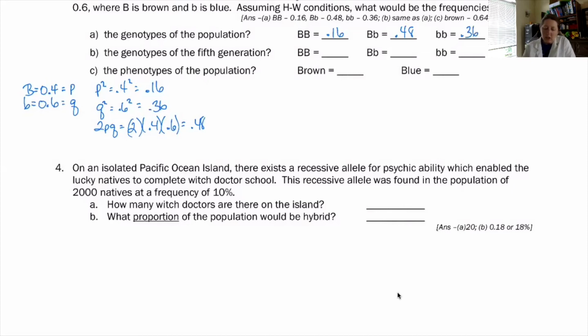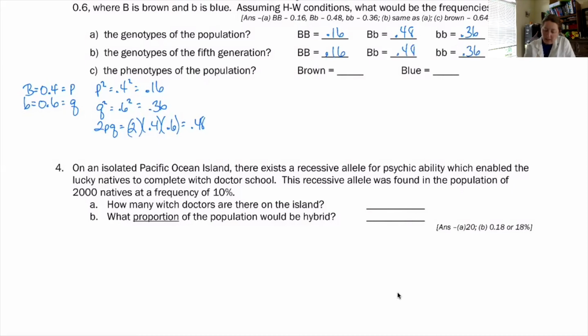Now it says, what are the genotypes of the 5th generation? Well, that's not going to change. If we're in Hardy-Weinberg equilibrium, our genetics do not change for our population, so they're the same. So kind of a trick question, I guess. Unless, of course, you know your Hardy-Weinberg.